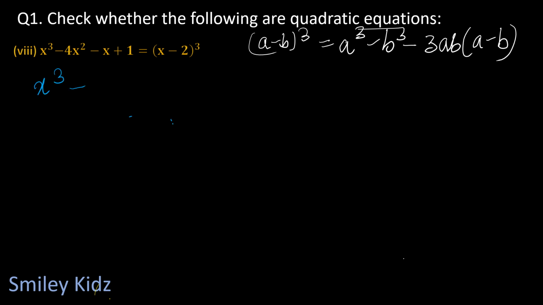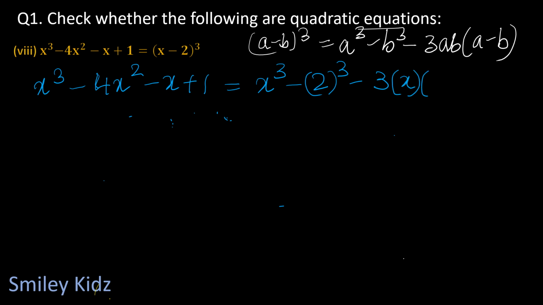So x cube minus 4x square minus x plus 1 is equal to x minus 2 whole cube, which is in the form of a minus b whole cube. So simplify this. So it's going to be x cube minus 2 cube minus 3 into x into 2 multiplied with x minus 2. So I've just used the a minus b whole cube formula and simplified the first step.